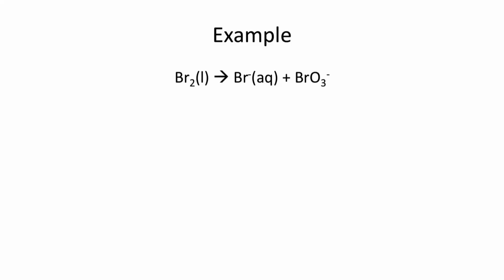Okay. Let's say that we were interested in this reaction: the disproportionation of bromine, Br2, into bromide, Br minus, and bromate, BrO3 minus. First thing I want to do is figure out what the 2 half reactions are.